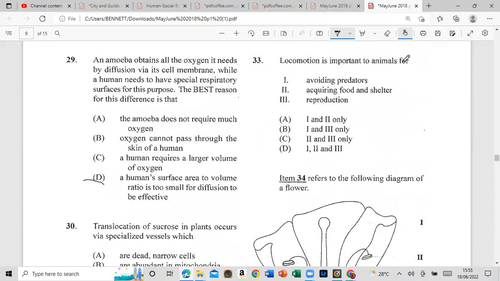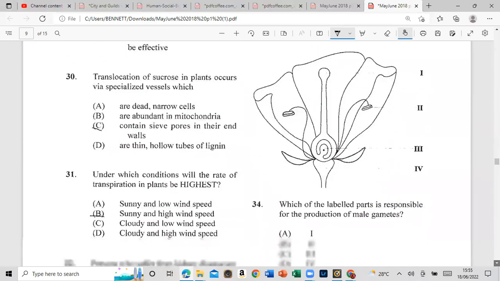Locomotion is important to animals for A, avoiding predators, B, acquiring food and shelter, and C, reproduction. I'm gonna go with all three, so that will be good. Let's move on to 34.